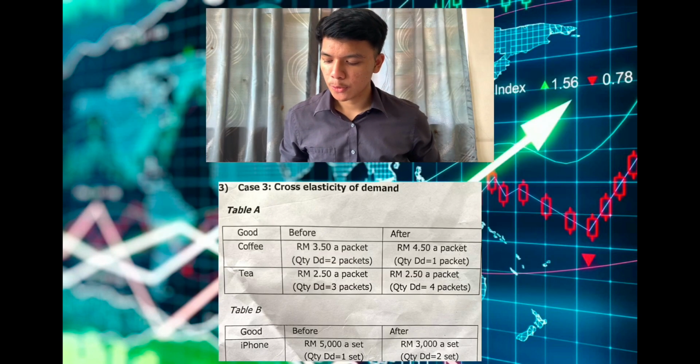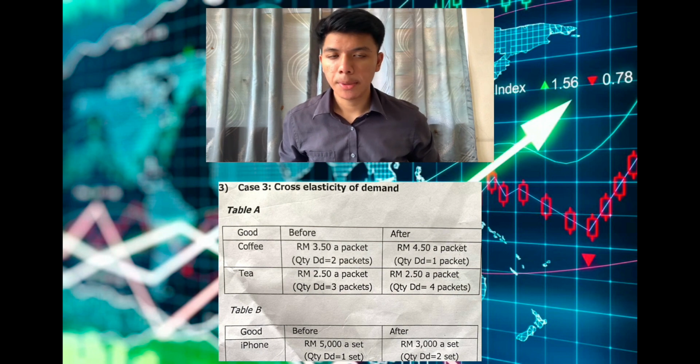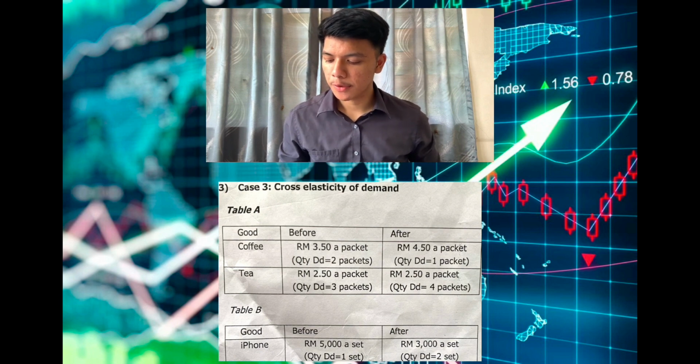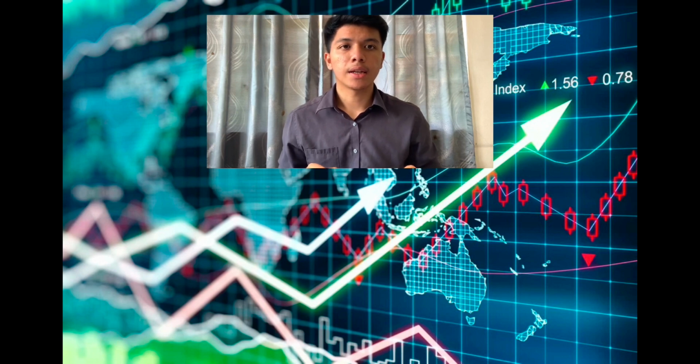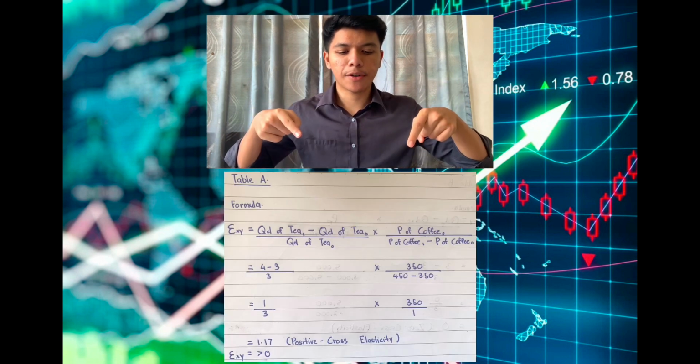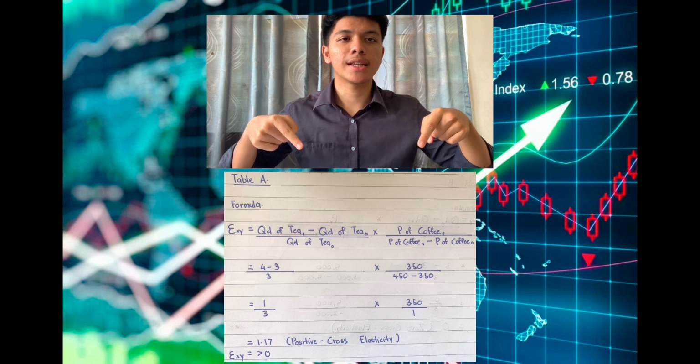Cross elasticity of demand is calculated to determine the relationship of both products, whether they are complements, substitutes or not related at all. Question 3 has two tables, table A and table B. From table A, there are two goods, which are coffee and tea. To calculate the elasticity of demand, this is the formula to calculate cross elasticity of demand.